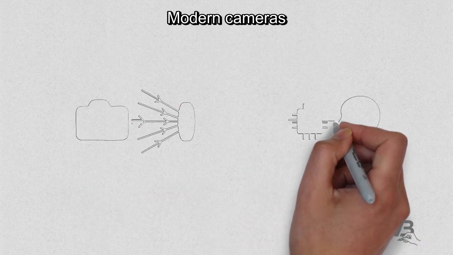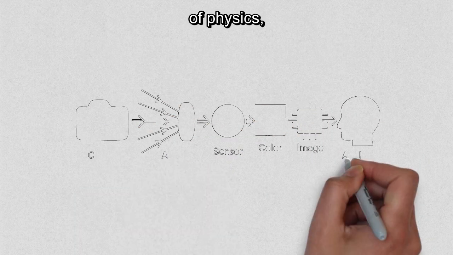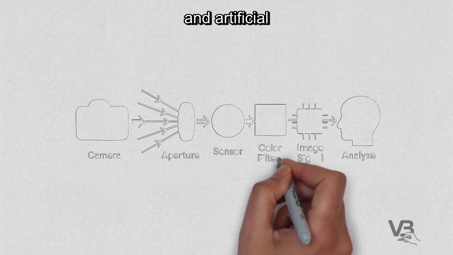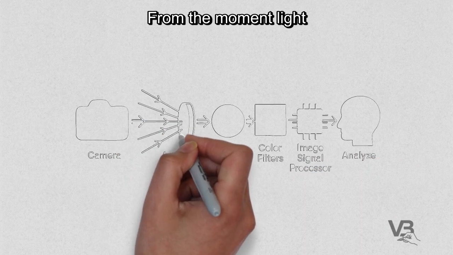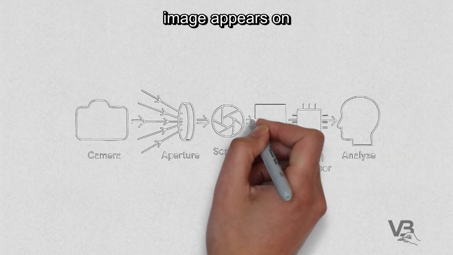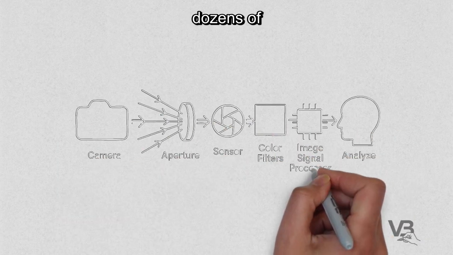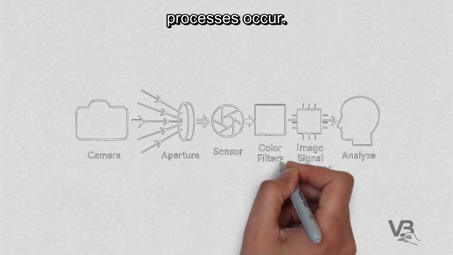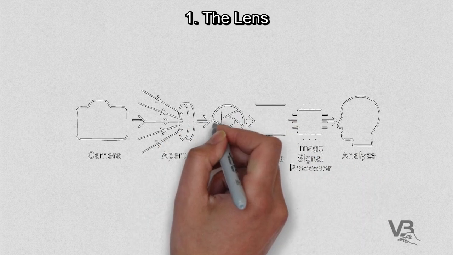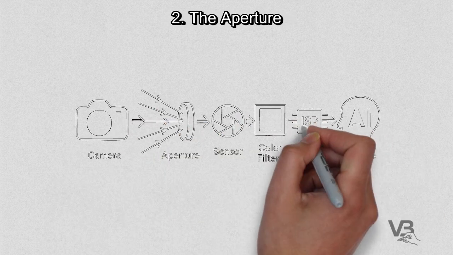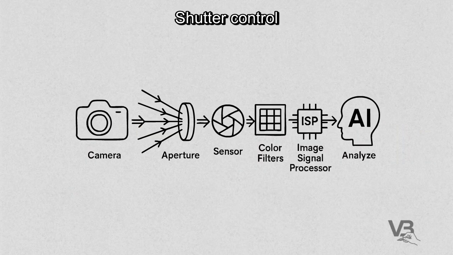Conclusion. Modern cameras are a brilliant combination of physics, electronics, and artificial intelligence. From the moment light reflects off a scene until the image appears on the screen, dozens of physical and computational processes occur. 1. The lens focuses the light. 2. The aperture and shutter control the amount and duration of exposure. 3. The sensor converts photons into electrical signals.